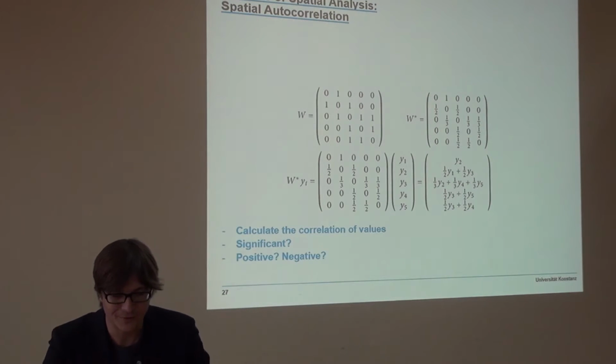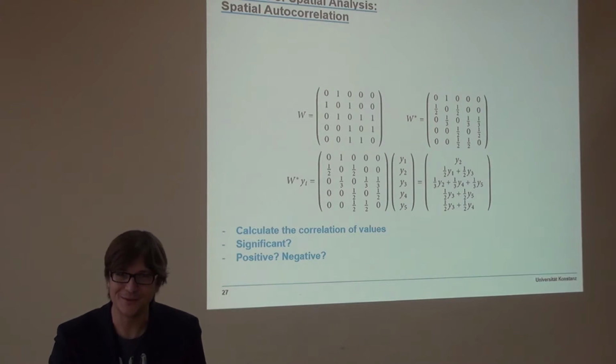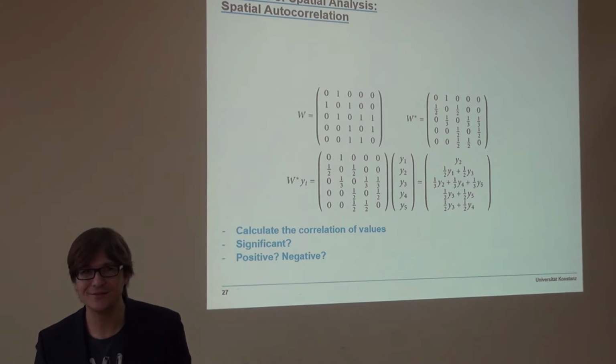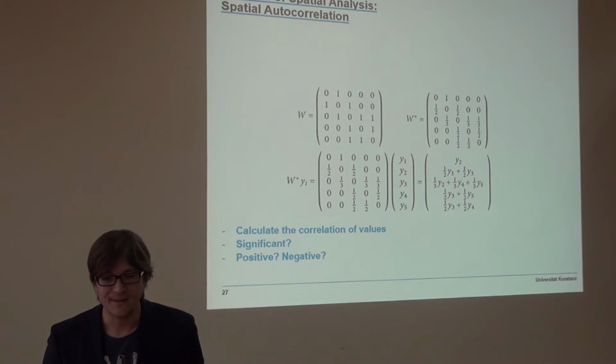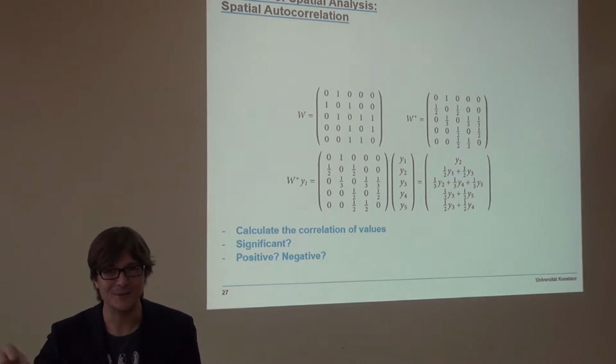You can also have this in matrix notation. What you usually just do is you calculate the correlations of these values. You look whether it's statistically significant or not. And then usually it should be positive. There are very many cases, and I know of no example where there should be negative spatial autocorrelation. That would mean that neighbors are more dissimilar than observations who are further apart. So it's very hard to construct an example in that field.